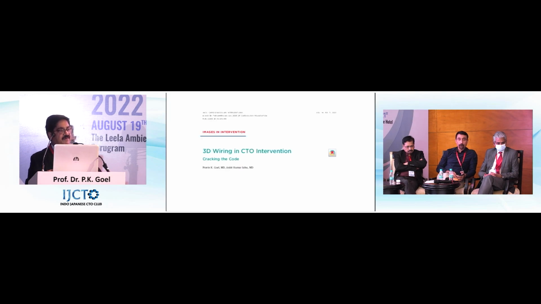This is the 3D wiring concept of re-entering, which we just published. This is actually the concept of Okamura, which was first published in 2016, but it was on an experimental model and it wasn't very clear. So we basically made it cracking the code.